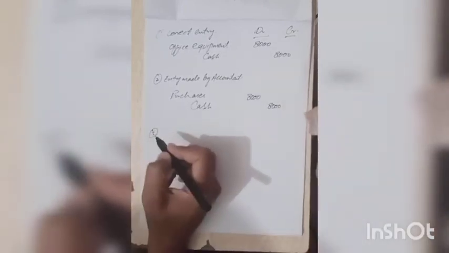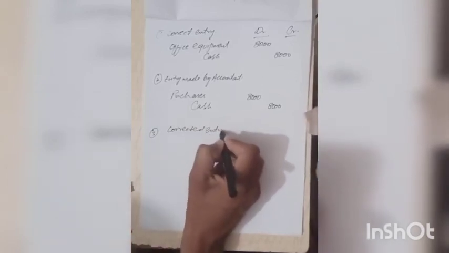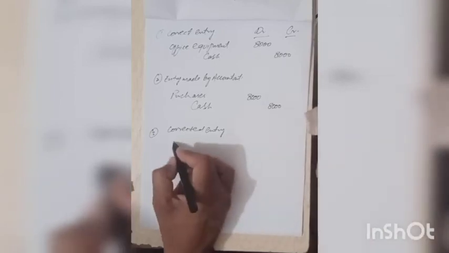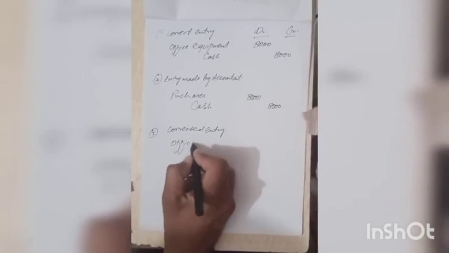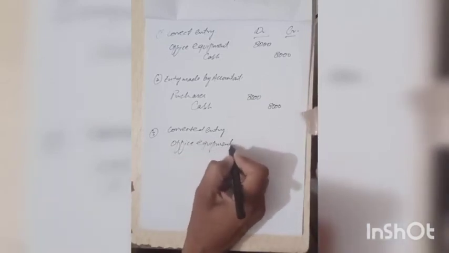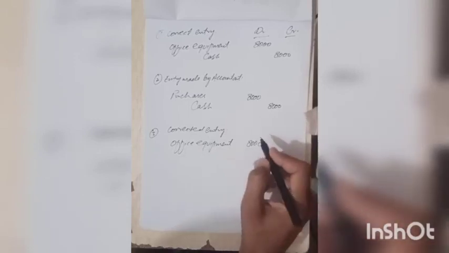Now we have to pass the corrected entry in our books. What should be the corrected entry? It should be office equipment debit with 8,000, and in the second entry you can see here we wrongly debited purchases account, so we have to credit this account with this amount, 8,000.